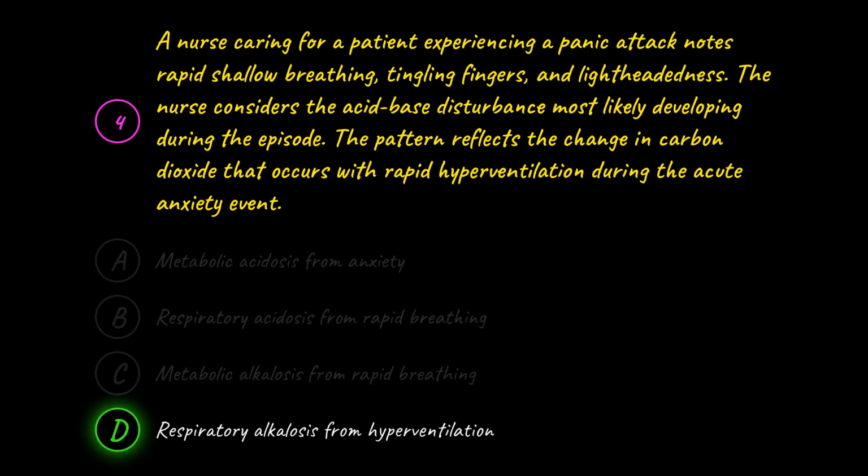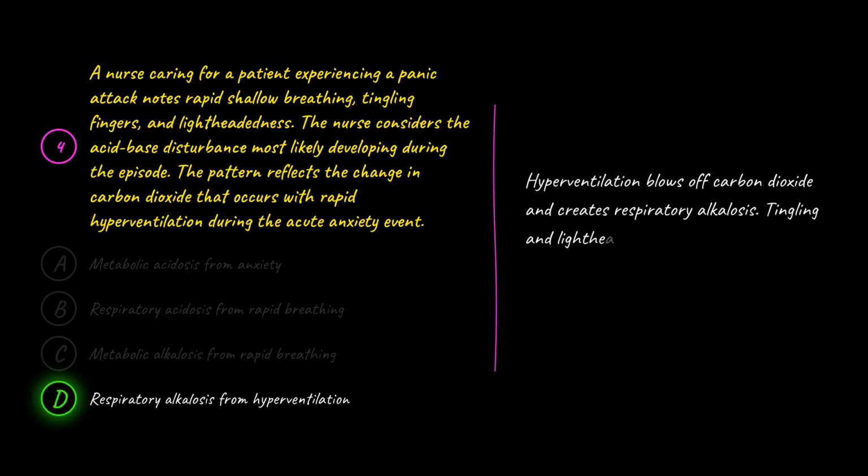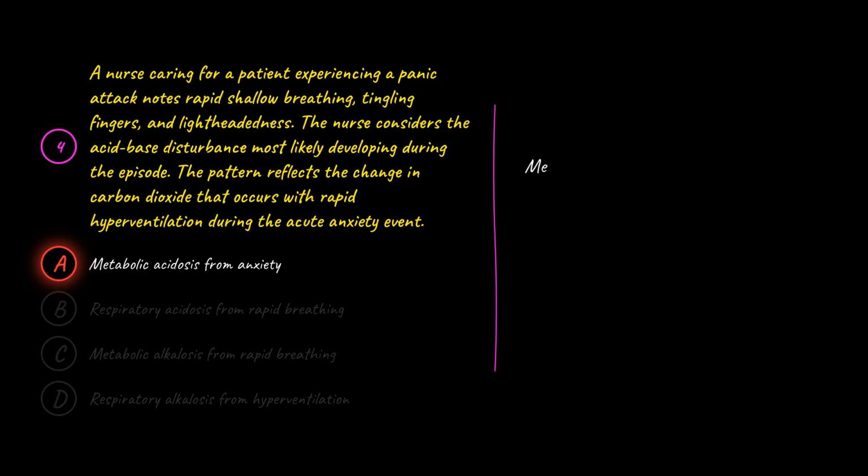The correct answer is D. Respiratory alkalosis from hyperventilation. D is correct because hyperventilation blows off carbon dioxide and creates respiratory alkalosis. Tingling and lightheadedness reflect the resulting alkalemia and reduced ionized calcium effect on nerve conduction, which produces the classic perioral and digital tingling. A is wrong because metabolic acidosis is unrelated to acute hyperventilation from anxiety.